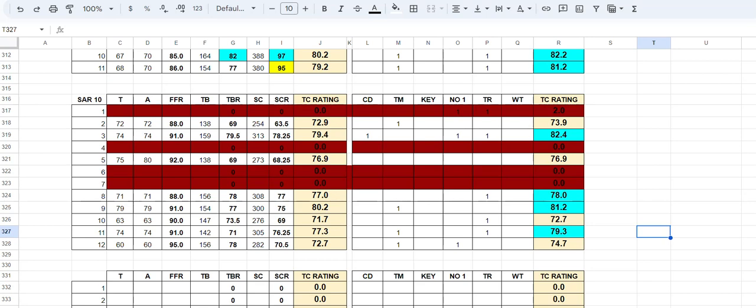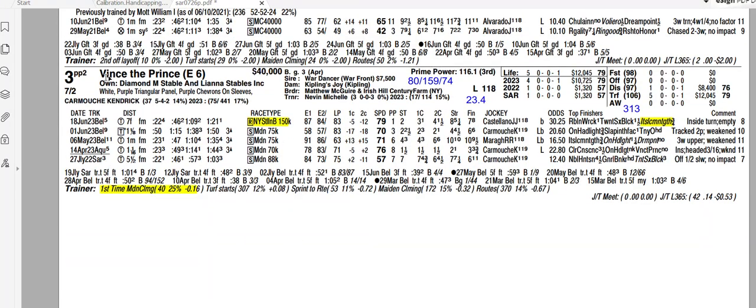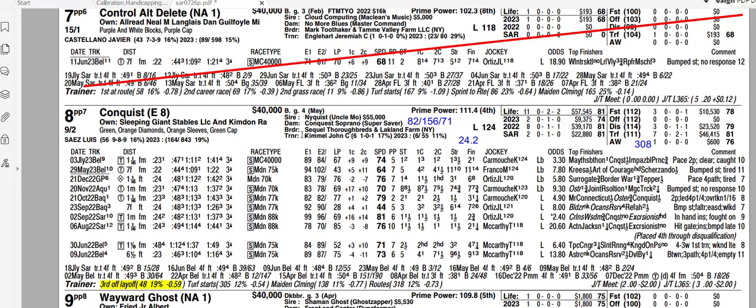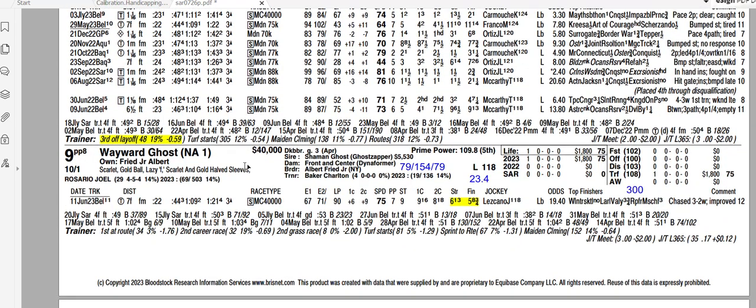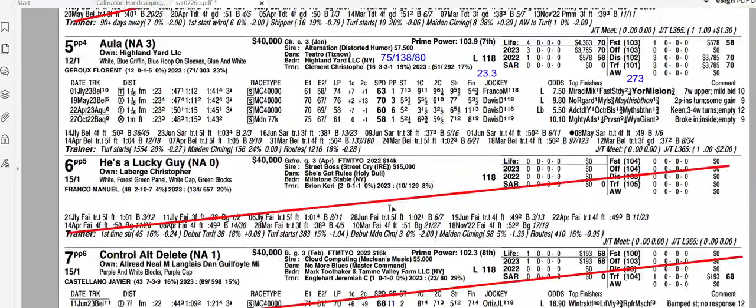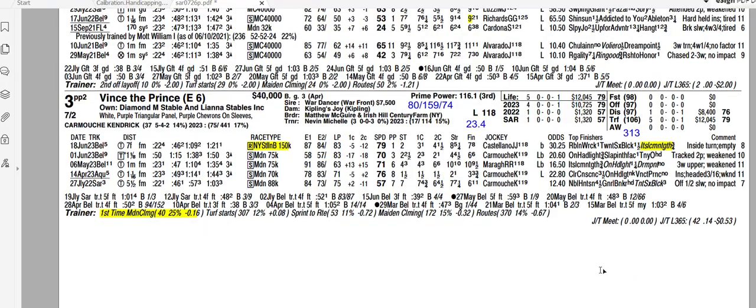Let's take a look at them. The 3, 7 to 2. 8, 9 to 2. 9, 10 to 1. And the 11, 4 to 1. So, that's it. We'll see.